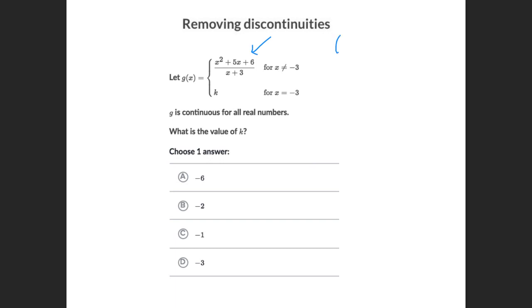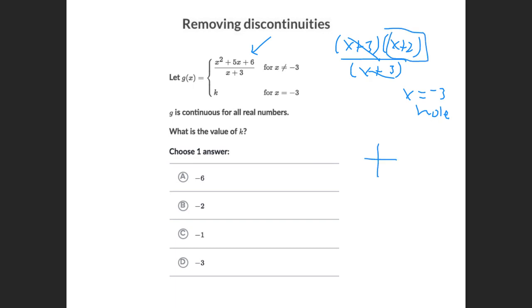Well, I'm going to factor. So I've got x plus 3, x plus 2 on top. Then on the bottom, I have x plus 3, they cross off. So at x equals -3, I know there is a hole in the graph, and I know that the graph looks like this. So if I graphed y equals x plus 2, I know that that graph looks like this, but at -3, there's a hole.